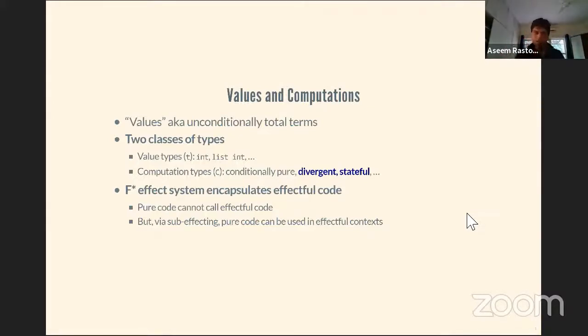where pure computations can be used in other effects, but other effects cannot be used in pure computation. So there is a built-in effect hierarchy, and it's built in only in that, if you define your own effect, you can tell F-star where it fits in the hierarchy.